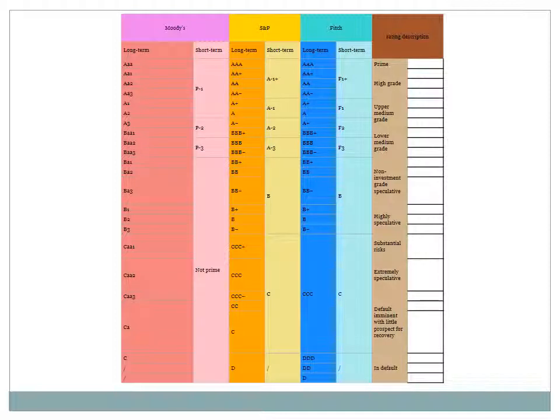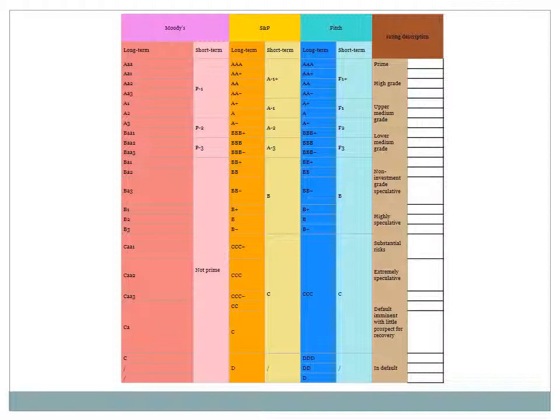Triple B, triple B minus, if you fall below that, you're referred to as a junk bond, because as I mentioned before, it's very difficult to sell your bonds because most institutional investors will not buy them if you fall below a triple B rating. So anything with a triple B or above is investment grade, and anything below a triple B is referred to as a junk bond or the speculative bond, and you can see that there.